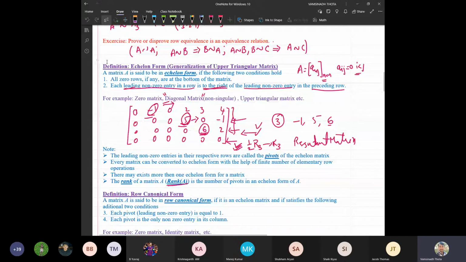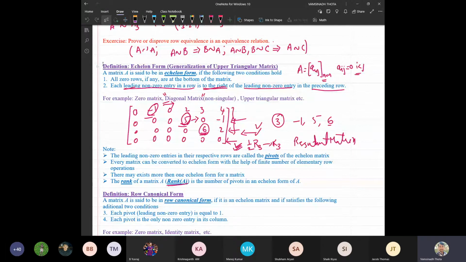Okay, so any matrix is said to be in the echelon form if it satisfies two conditions. Only two conditions. The first condition is, suppose there are zero rows, in any matrix. It need not be a square matrix. It can be any matrix. And if there is a complete row in which all the entries are 0, generally we call them zero rows. So all the zero rows, whatever the number it is, all the zero rows have to be at the bottom of the matrix, as the last rows.